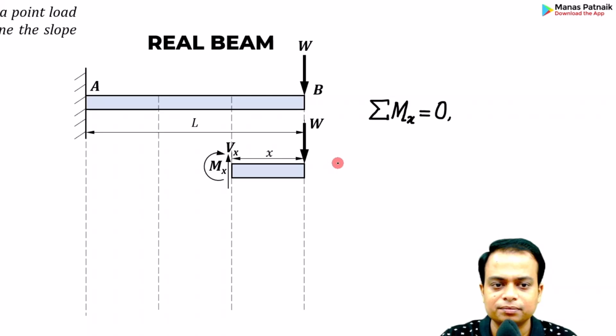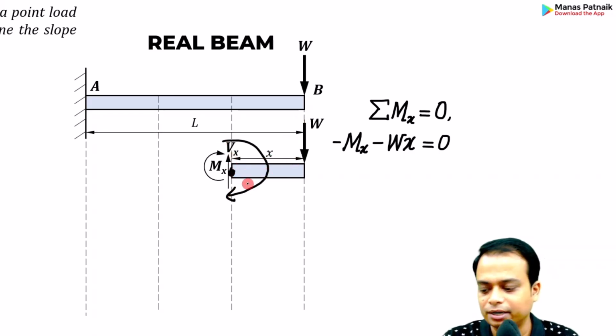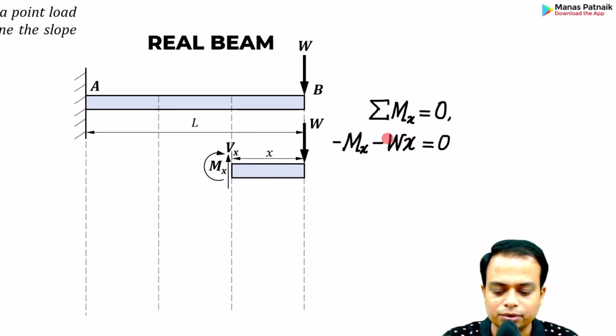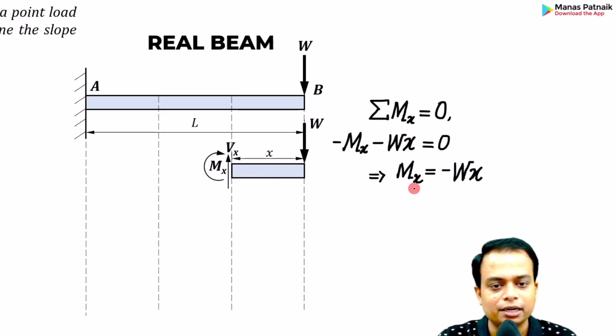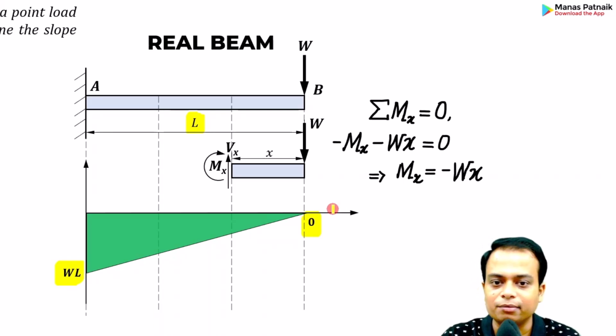Minus Mx, W into x, again a moment that will have a clockwise impact at this very section x. So here it is, Mx is equal to Wx. Now let's say you want the slope at B, put x is equal to 0. When you put x is equal to 0, the bending moment at B will be 0. And when you put x is equal to L, this value will be minus WL. That is over here. This is how the bending moment diagram can be made.